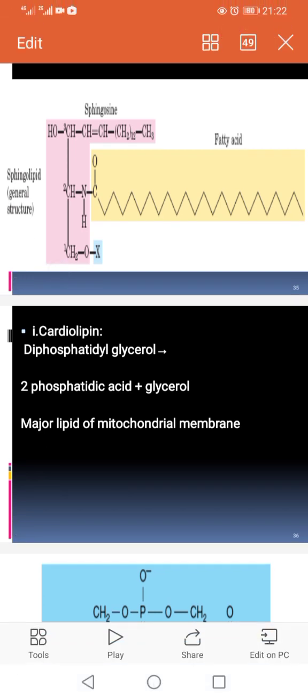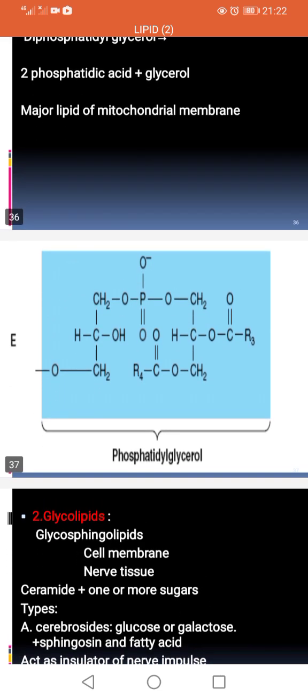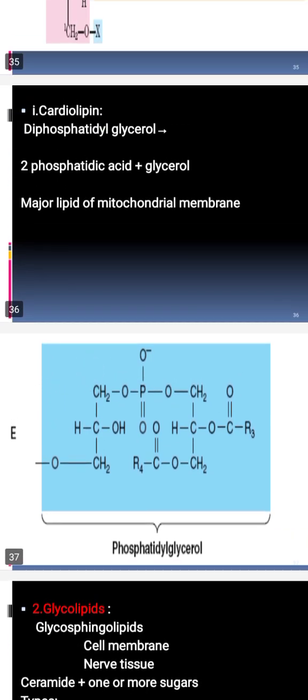Also, we do have a complex lipid which is called cardiolipin. Cardiolipin is diphosphatidylglycerol, so it contains two phosphatidic acids plus glycerol. We talked about it. This slide is repeated.